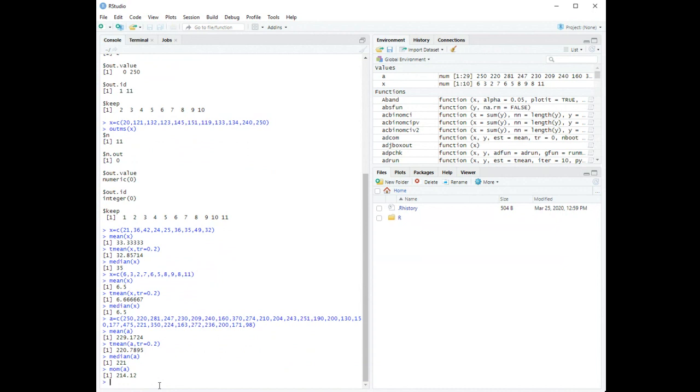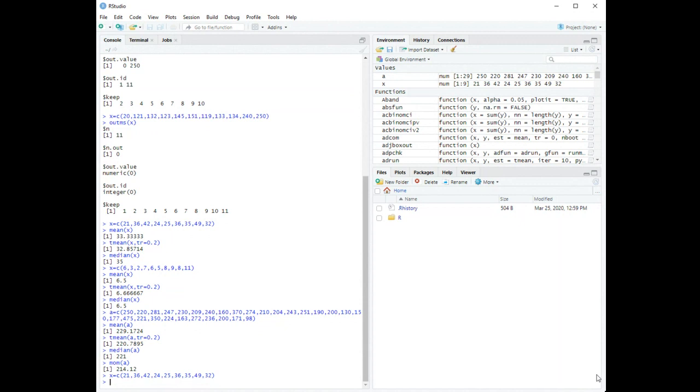Right, so we can move on to the other one, 36. For the observations in the previous problem, use R to verify the 20% winsorized variance. So I'm just going to go ahead and use the data from the previous question, which is number 35, x is equal to we're combining 21, 36, 42, 24, 25, 36, 35, 49, and 32.